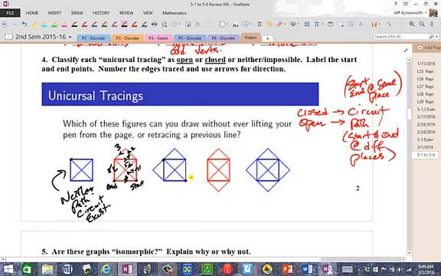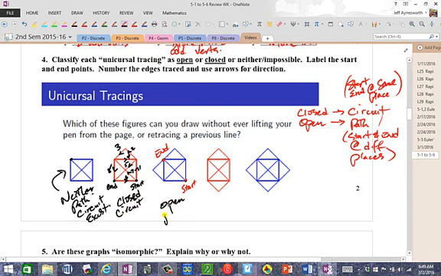So degree 3, 1, 2, 3, 4, 5. And this is degree 5. So I have to start here and end here. All right, we have a path. So this one was closed, because we had a circuit. This one's going to be open, which means we're going to have a path.